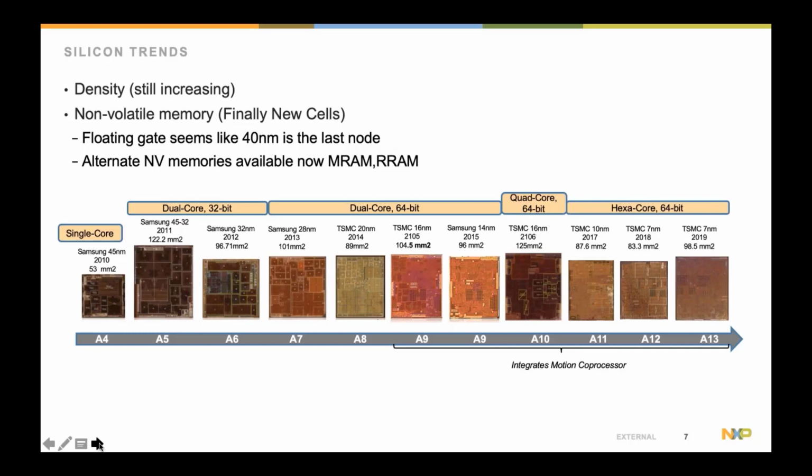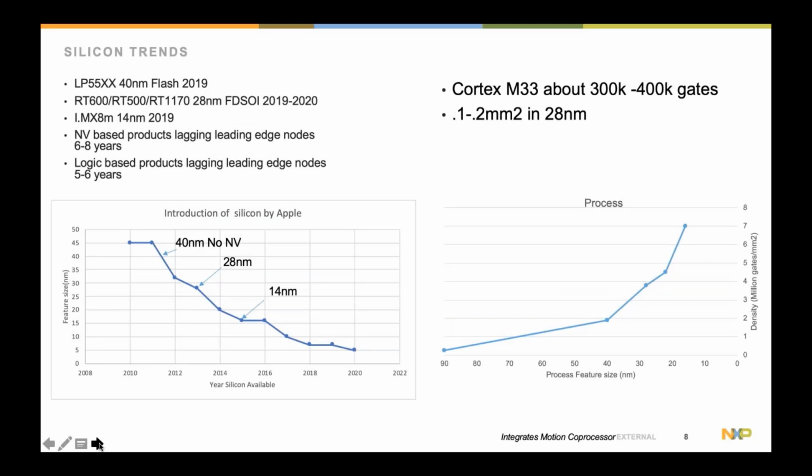So this trend is happening in general purpose microcontrollers as well. And I wanted to contrast that picture from what you saw earlier, what Apple's doing, to what we're doing with our processors. So NXP has LPC parts now in 40 nanometer flash. We introduced those in 2019. And we introduced just recently RT600 and RT500 and RT1170 in a 28 nanometer node. So those products are allowing us to do a lot more in a smaller space.